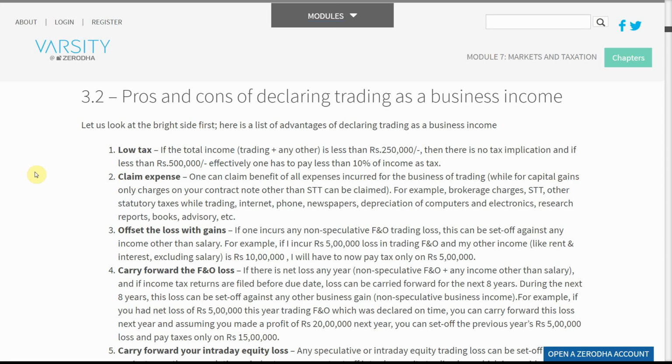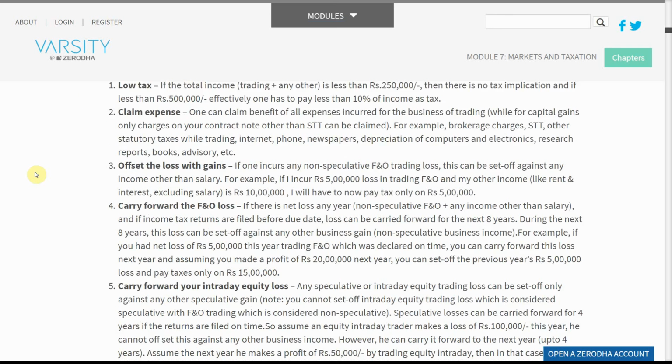Offset the loss with gains if one incurs any non-speculative F&O trading loss. This can be set off against any income other than salary. For example, if I incur 5 rupees loss in trading F&O and my other income, like rent and interest, excluding salary, is 10 rupees, I will have to now pay tax only on 5 rupees.